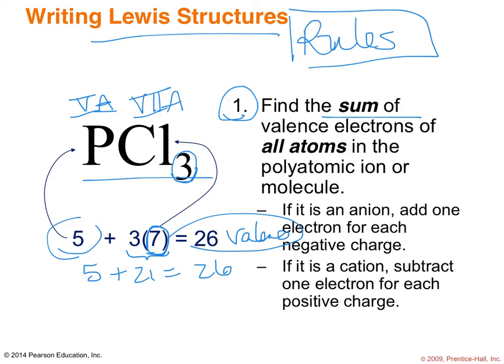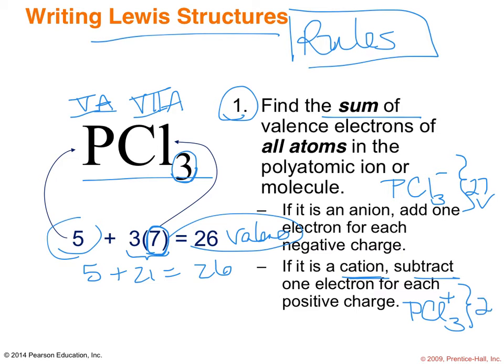That is step 1. If the compound is an anion, so if it were PCl3 with a negative charge, add 1 more electron, because that negative charge means an extra electron, so that would have 27 valence electrons. If it's a cation, you subtract an electron. So if it were PCl3 with a plus charge, there would be 25 valence electrons.